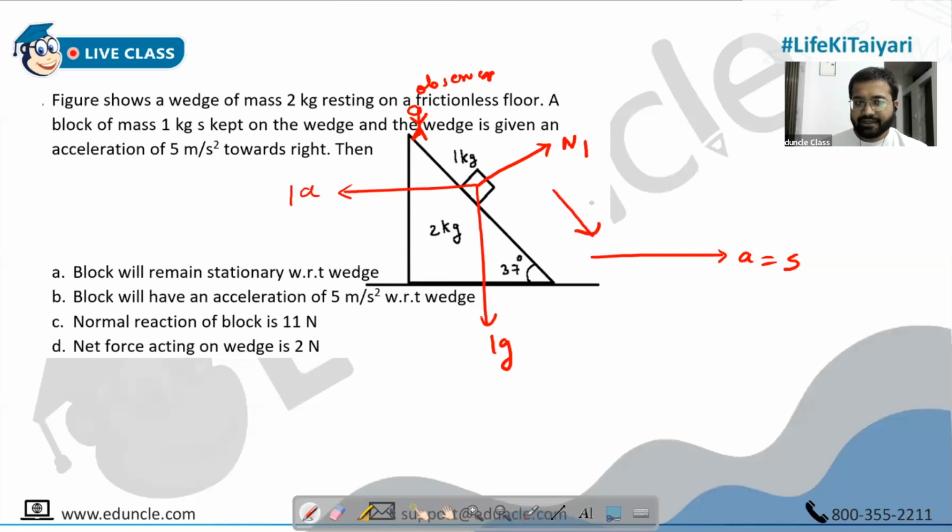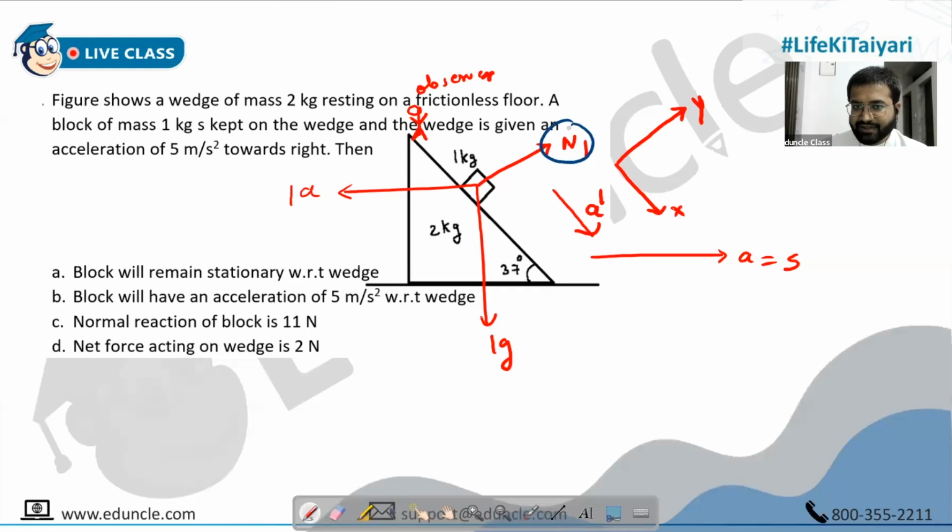So let us say the acceleration with which the block is going to accelerate in this direction is A dash. We don't know the value of A dash at the moment. Keep it as it is, no problem. Now, let's say this is our x-axis and this is our y-axis. After this, all we were supposed to do was resolve things.